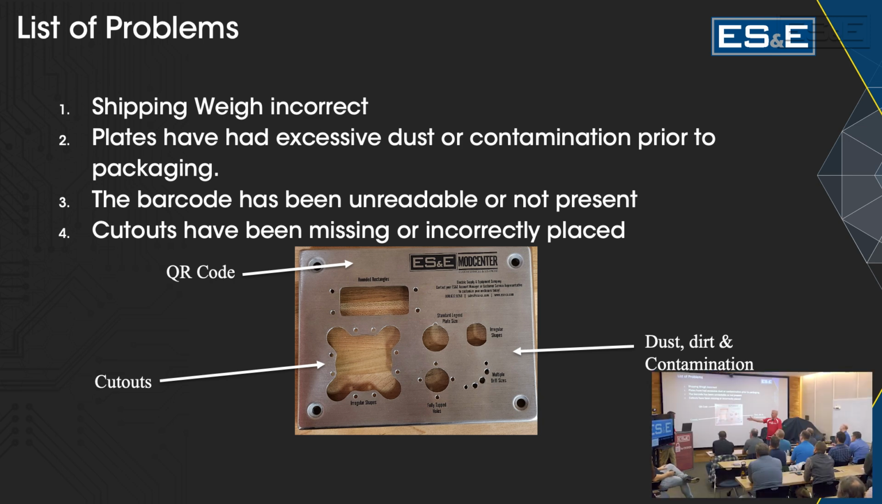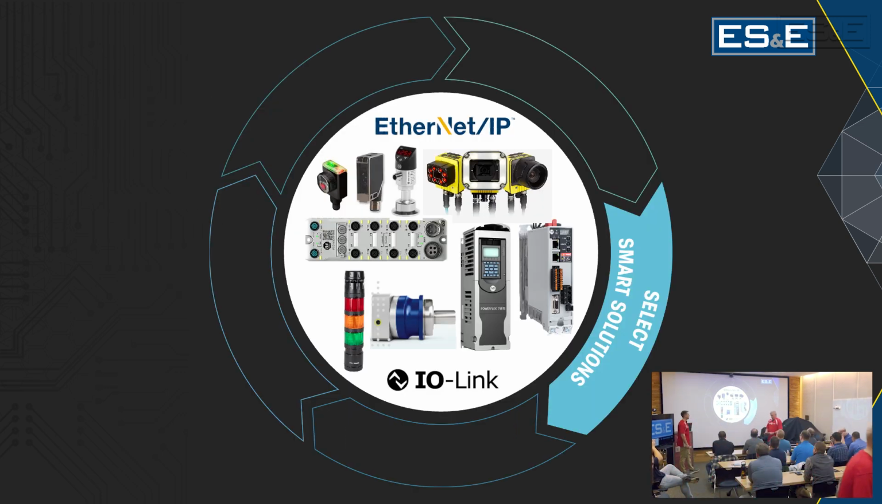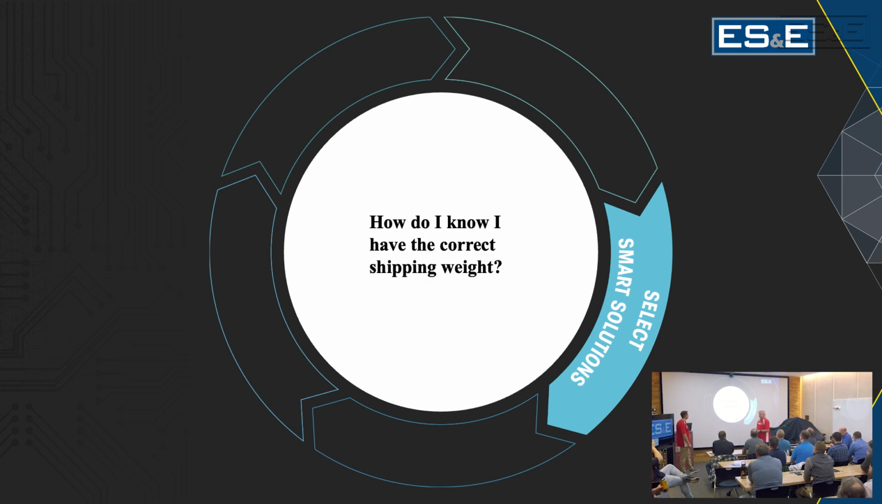Michael Parker, my automation specialist from Electric Supply and Equipment. How you doing, Michael? I'm all right. How are you? Good to see you today. Good to see you. Thanks for coming in and helping me out. So just a real quick run through. We've got inaccurate shipping weights, contaminated parts, illegible barcodes, and cutouts that are missing. Yeah, it sounds like you've got a few problems.